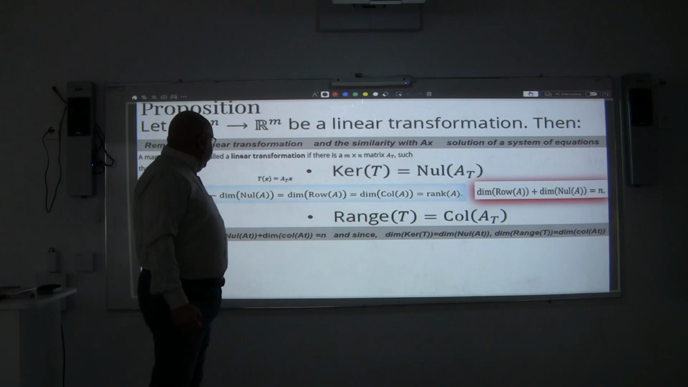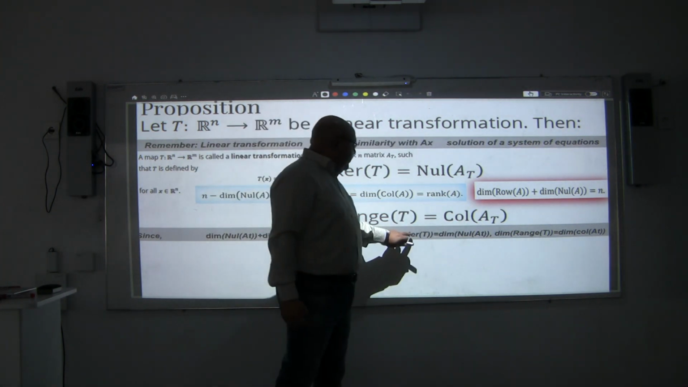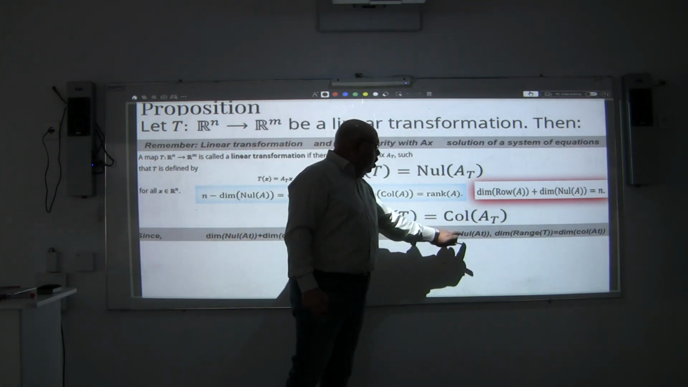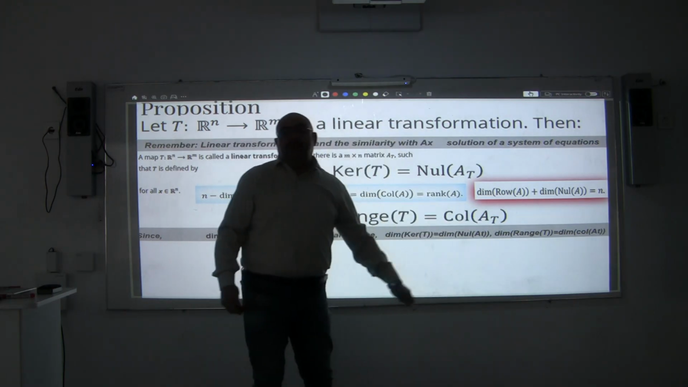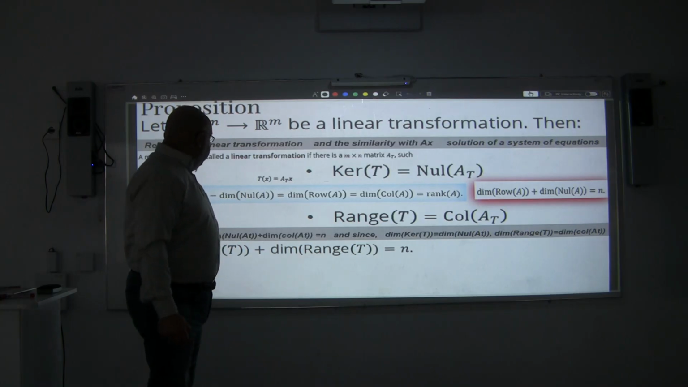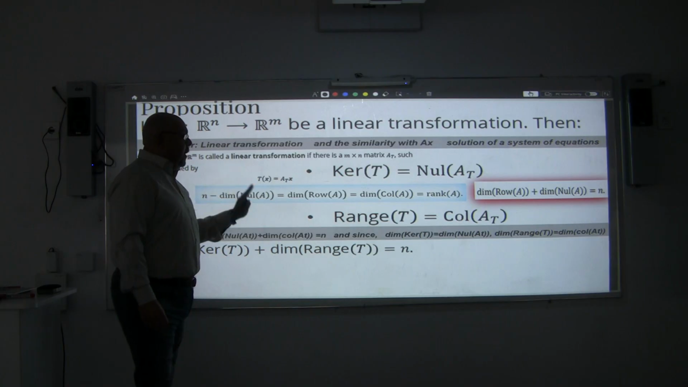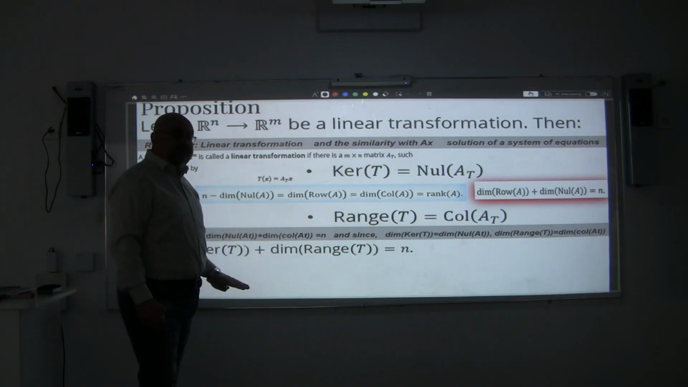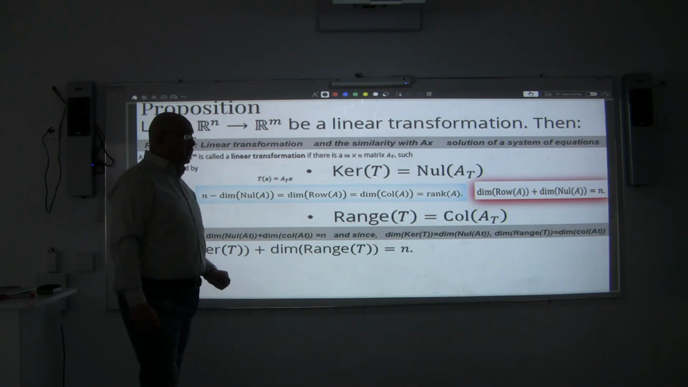Finally, the dimension of null of A plus the dimension of column of A is equal to n, and the dimension of kernel of T plus the dimension of range of T is equal to the dimension of the column space of this matrix. So the kernel plus the range is equal to m. And this is based on these two equations in front of each other. Also, this slide is really very important.